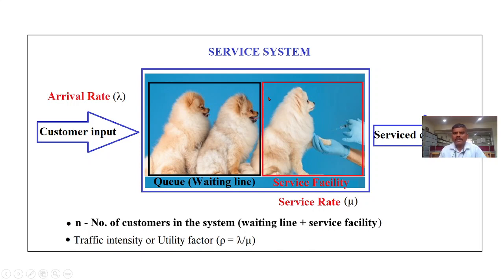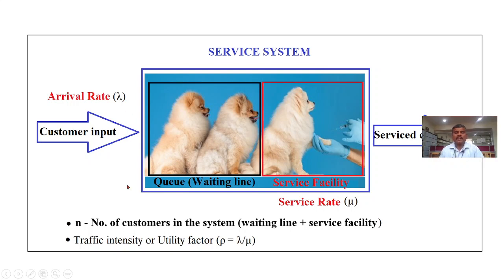Here this red border indicates the service facility where the customer is being serviced. In our case, it is the puppies being vaccinated. Then we have this black border area where 2 puppies are waiting to be vaccinated. This is called the queue or the waiting line. You can see a blue box. The entire waiting line and the service facility is called the service system.